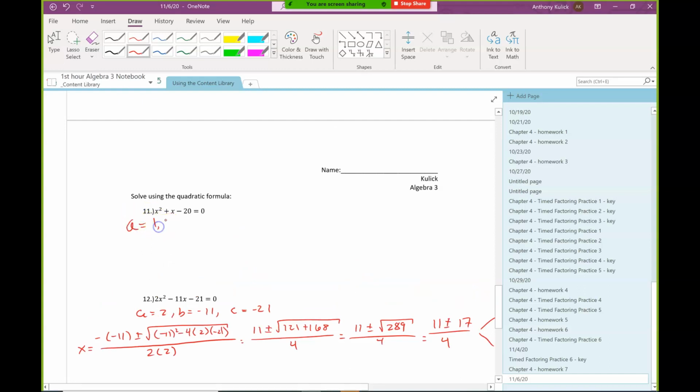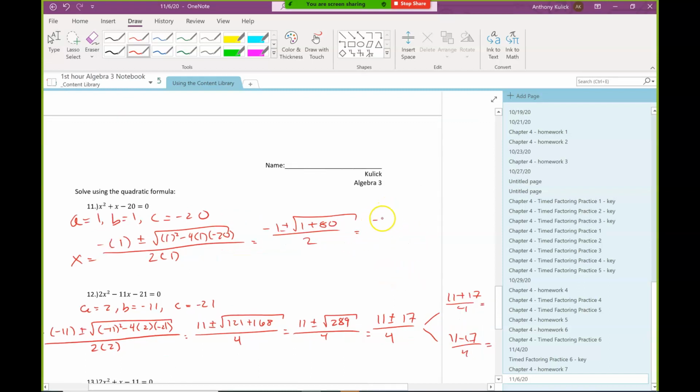So a is 1, b is 1, and c is negative 20. You good with that? So we'll plug these in. So x is equal to negative b plus or minus the square root of b squared minus 4 times a times c, all over 2 times a. So that's negative 1 plus or minus the square root of 1 squared, which is 1. 4 times 1 is 4, times negative 20 is negative 80. But we're minus a negative, so that's really plus.